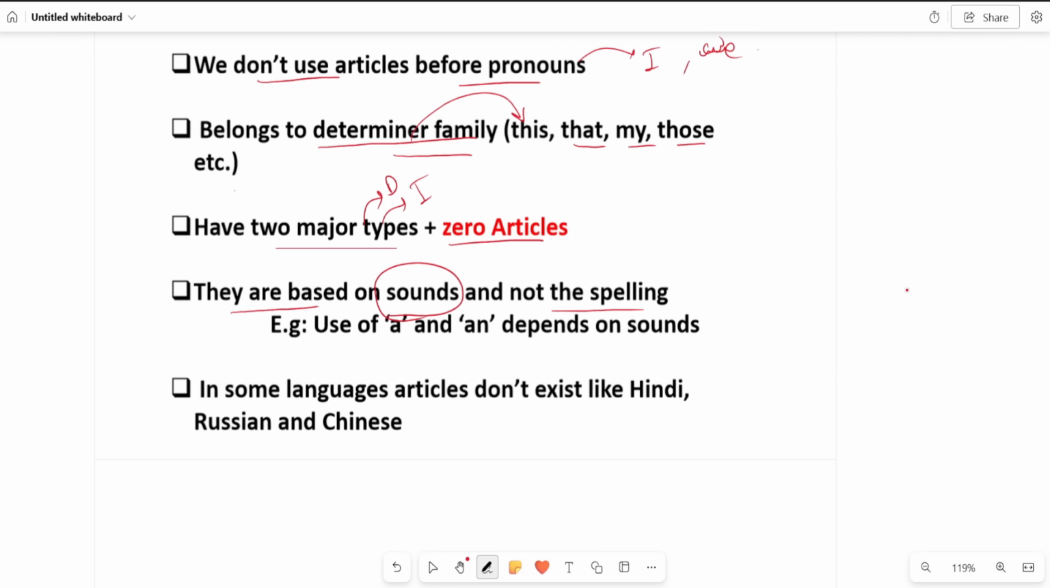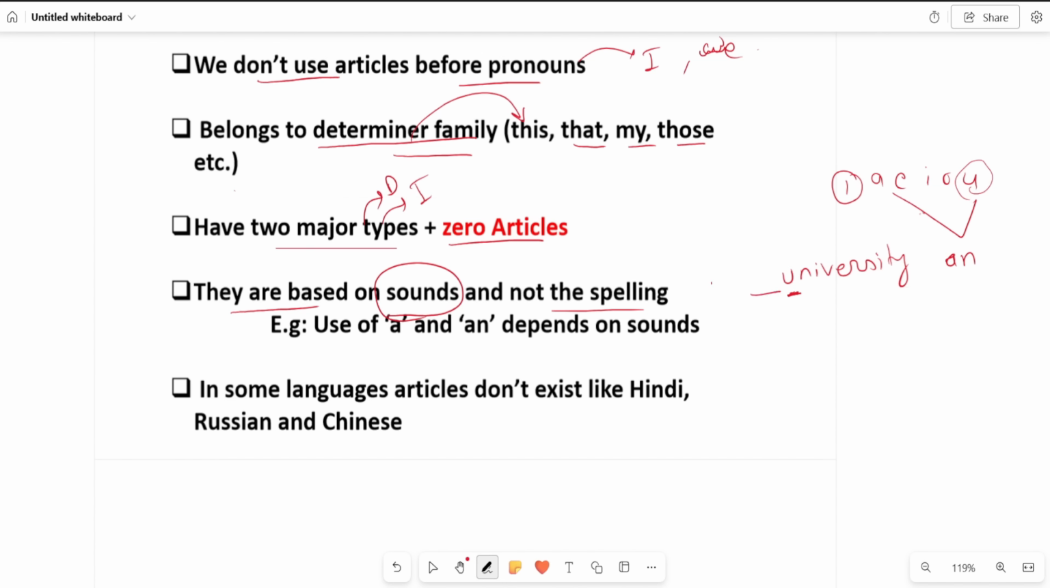For example, if I want to say university, here we also know one simple rule: A, E, I, O, U. Whenever they come, we will use an, isn't it? This is the basic rule we have studied. So according to this rule, here it is U, right? So that's the reason we will use an, isn't it?